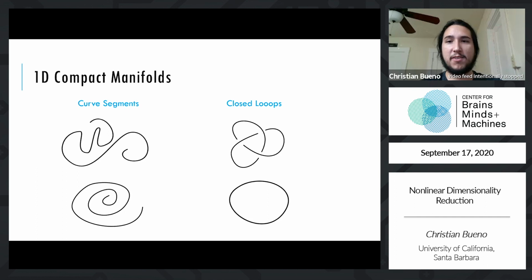If they're equal circumference or perimeter, equal length, then you as an infinitesimal ant would never be able to tell the difference between them. It's just a closed one-dimensional manifold to you. And so that's the classification there.